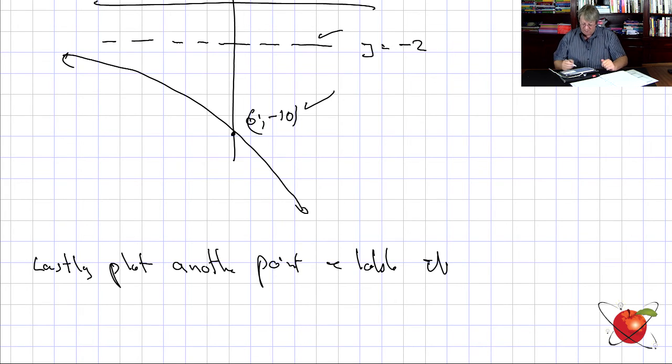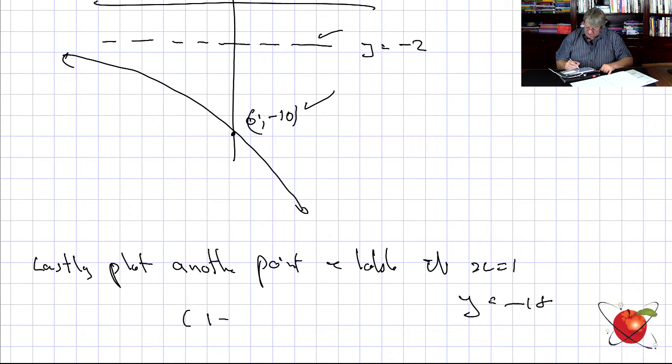That's what we know. We plot one more point, put x equal to 1, and you get y equal to minus 18. So therefore, you've got a point (1, -18). And I go and plot that. Let me see where it is. Blue, I go 1, there, 1, and minus 18.